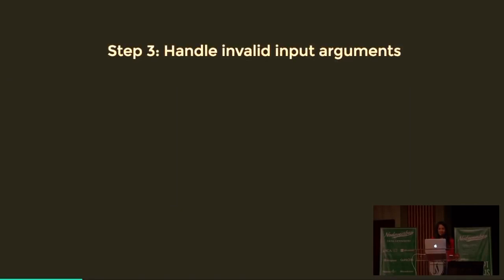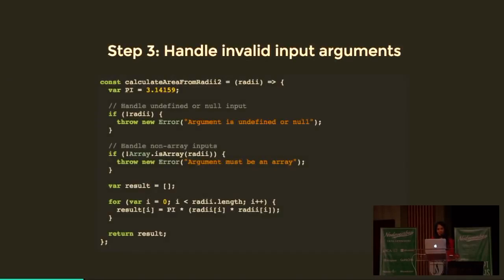Step three, handle invalid input arguments. So we're going to do some error checking before we actually iterate over that array of radii. We're going to say if it's undefined or null, throw an error. If it's not an array, throw an error. And then we actually do our logic.